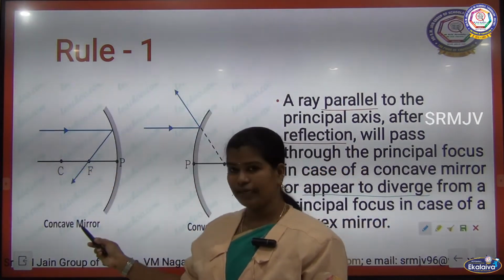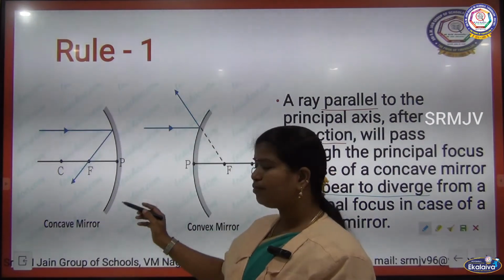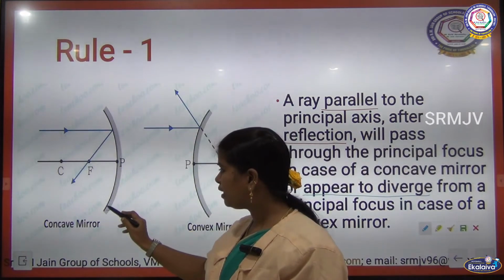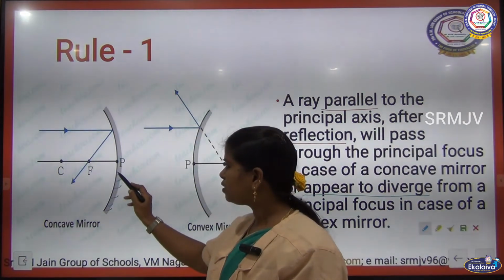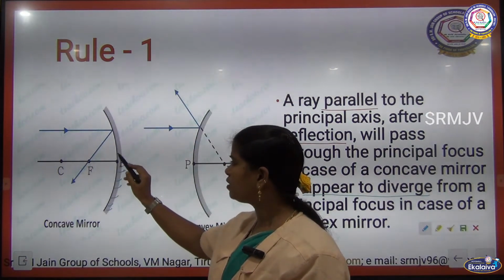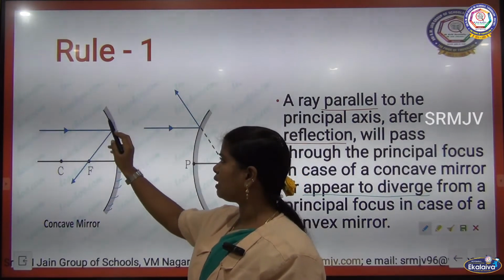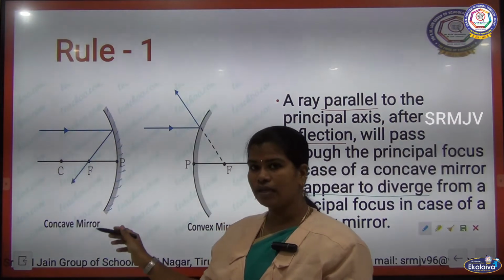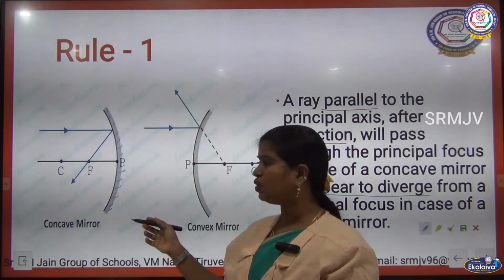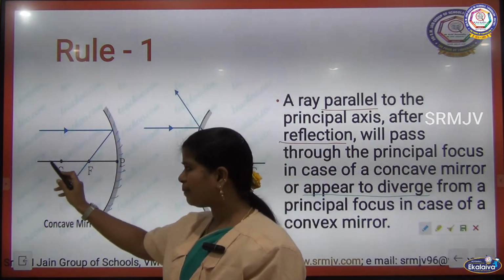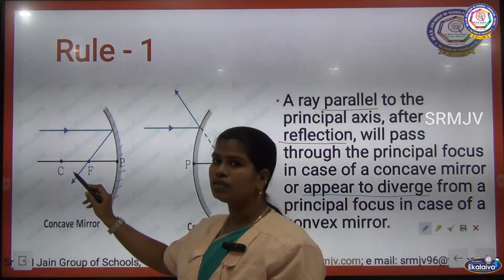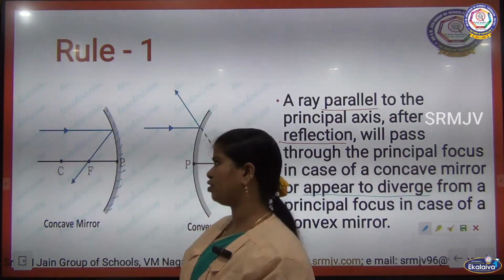Here is the concave mirror. So concave mirror, when you are drawing the concave mirror, you are supposed to indicate the reflecting and as well as the non-reflecting surface by drawing the lines like this. Okay, yes, because concave mirror has reflecting surface inward. And here is the principal axis, and we need to mark the pole, focus and center of curvature.